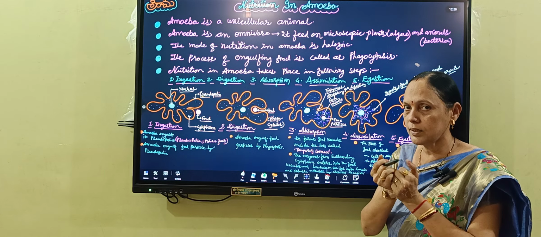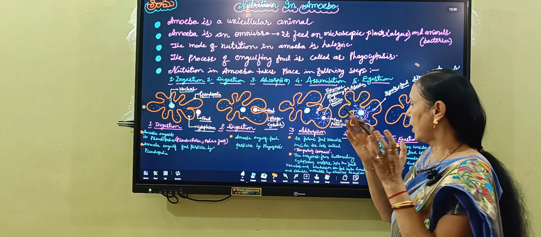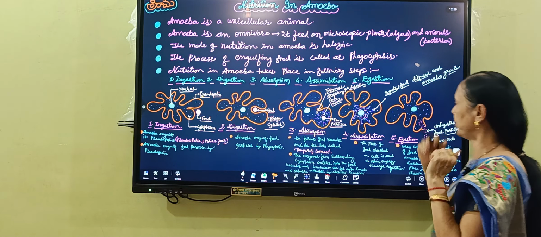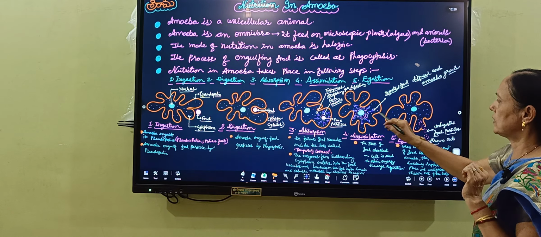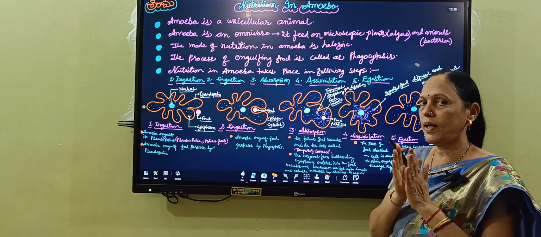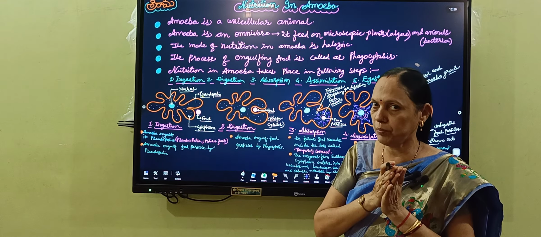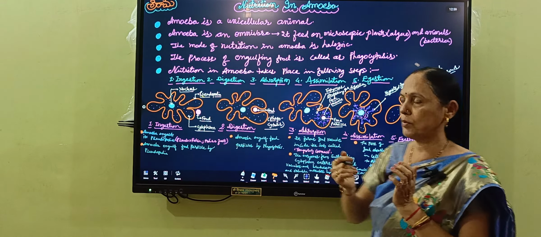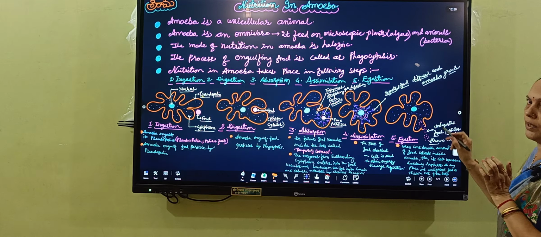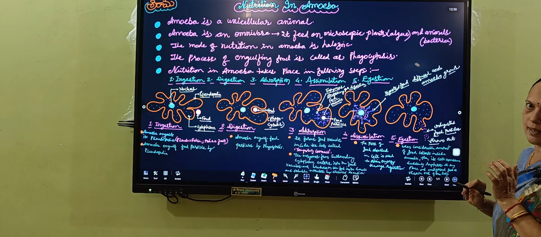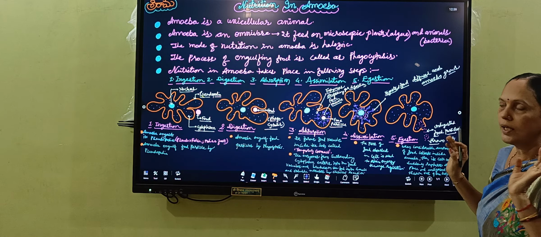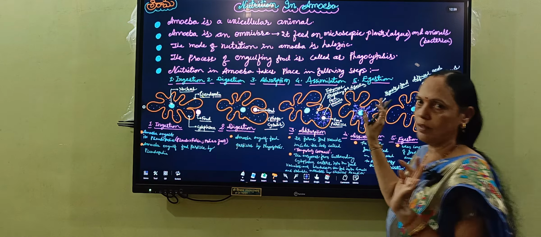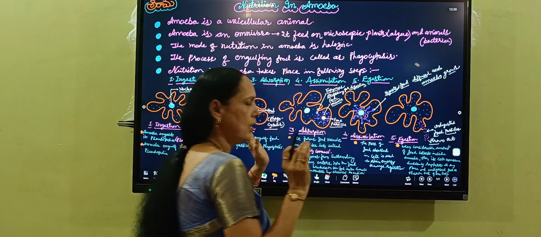At that time, amoeba is getting the energy, and now it grows. Then lastly, whichever food is required for the growth and development of the body will be utilized by the amoeba, and the remaining undigested food particles will be thrown out by the process of egestion. In this way, from the diagram we have already understood the processes.